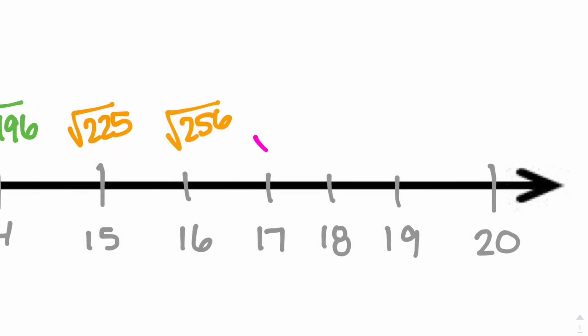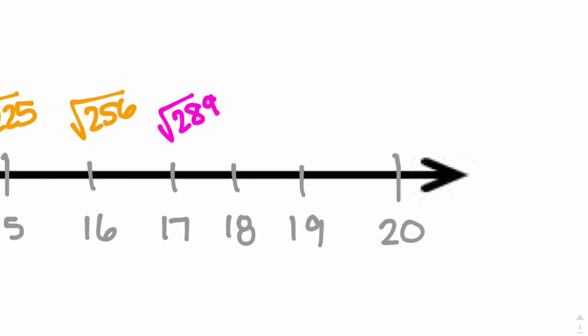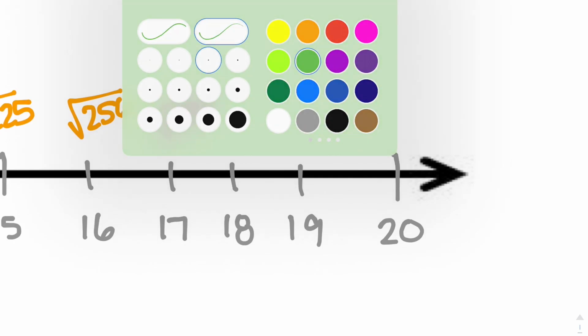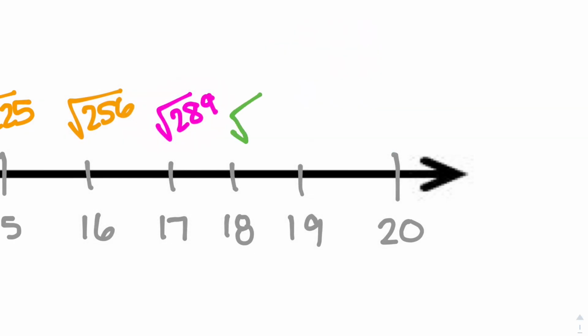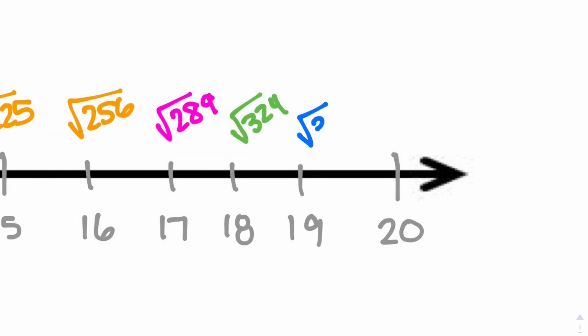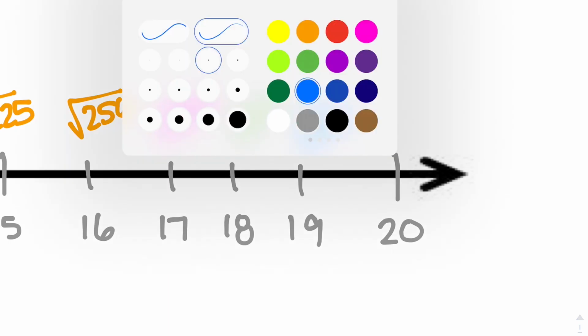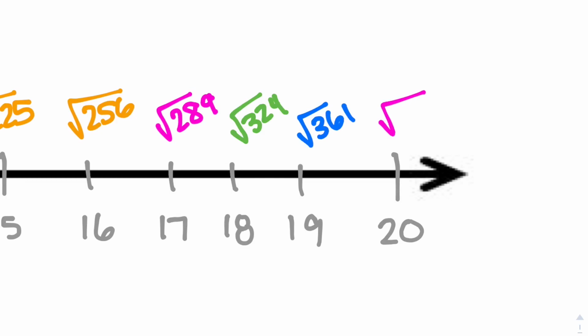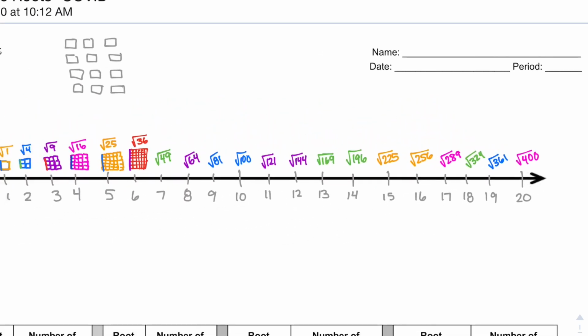For 17, it's the root of 289. For 18, it's the root of 324. For 19, it's the root of 361. And the root for 20 is the square root of 400. All right, so that is our number line.